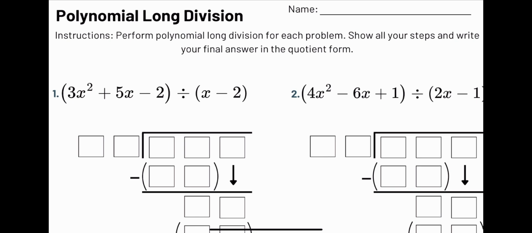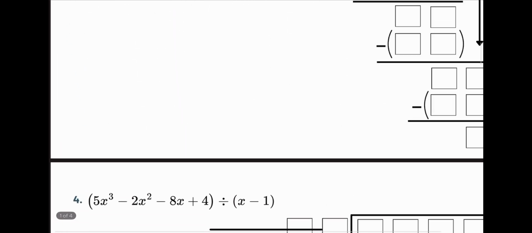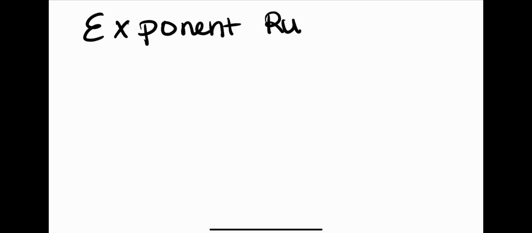Hi, today we are going to be performing polynomial long division. Before we start that, you should probably write this down. There are two exponent rules that we are going to need in order to perform polynomial division. So let me remind you of these two exponent rules.